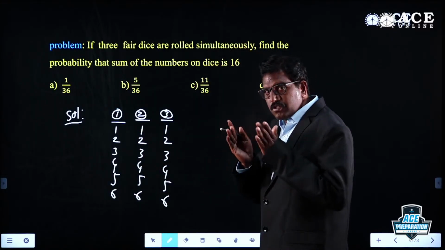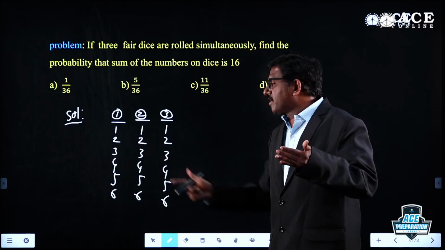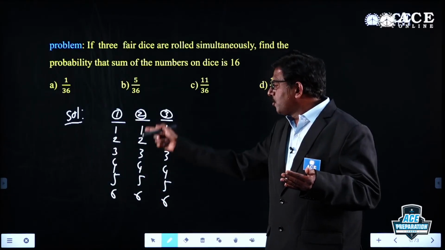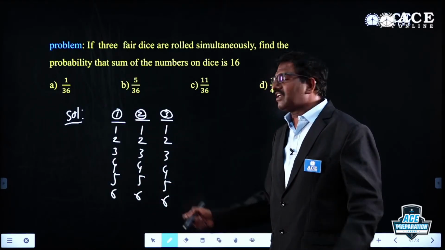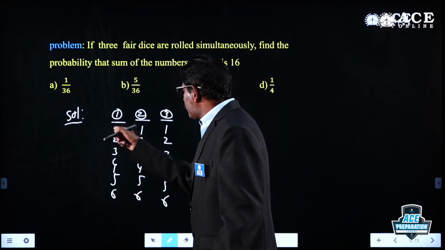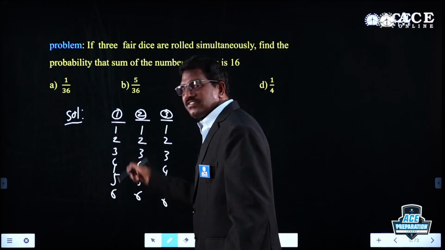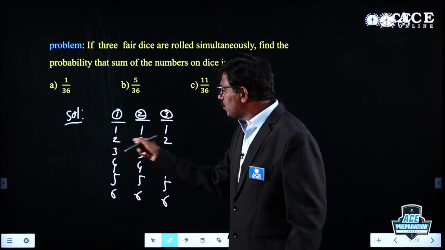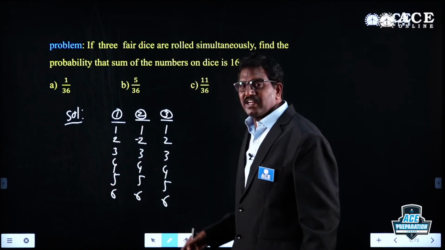Whenever dice are rolled, suppose a single die is rolled, the denominator is nothing but 6 outcomes only. If 2 dice are rolled, 6 into 6 gives 36 outcomes. What does 36 mean? 1,1; 1,2; 1,3; 1,4; 1,5; 1,6; like that, 2,1; 2,2. All such possibilities give 36.